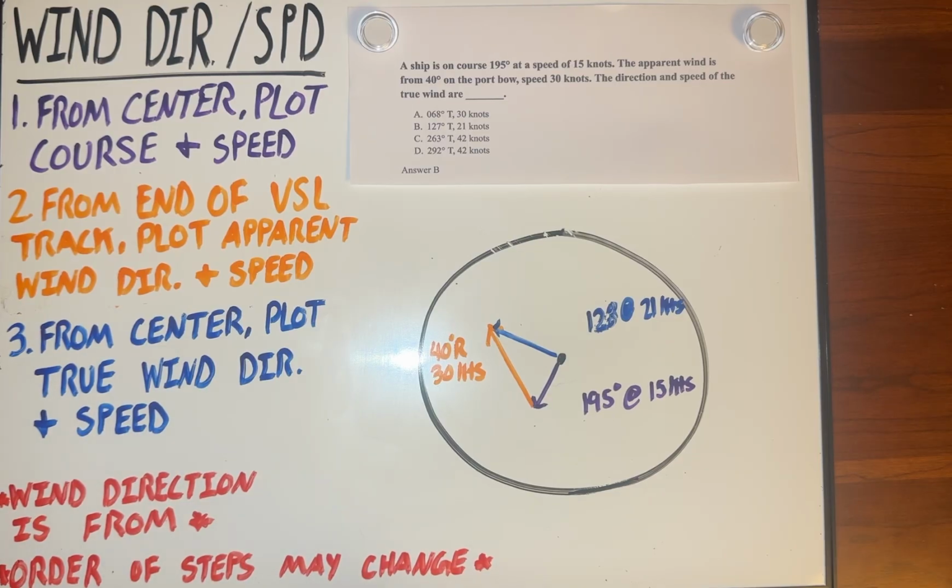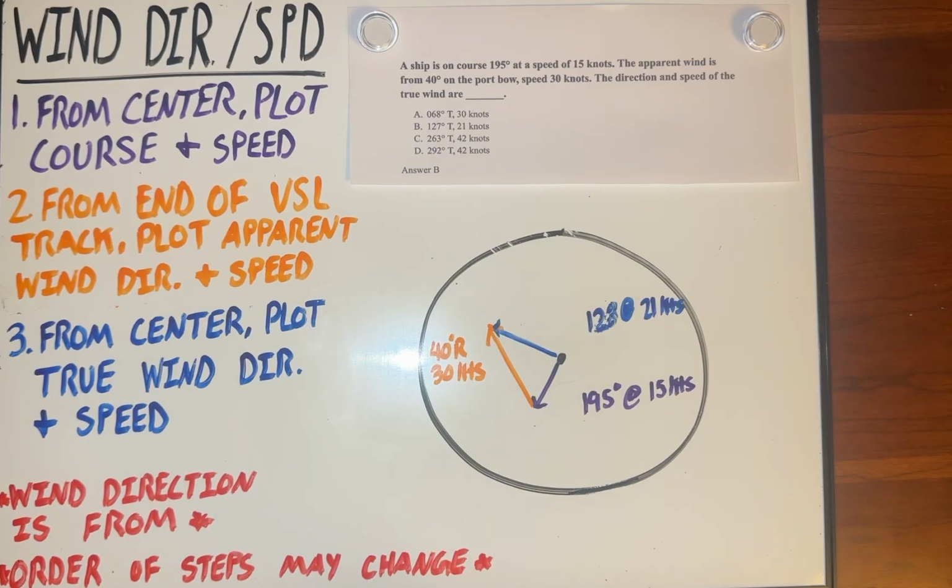So I'll first point to the bottom of the screen here. Order of steps may change, and this depends on the two entering arguments we're given and what we're looking for. In this case, we're given course and speed, and we're given apparent wind to find our true wind speed. We could encounter a problem where we are given true wind speed and our course and speed, and we're looking for apparent wind. So just recognize that these steps can change in order.